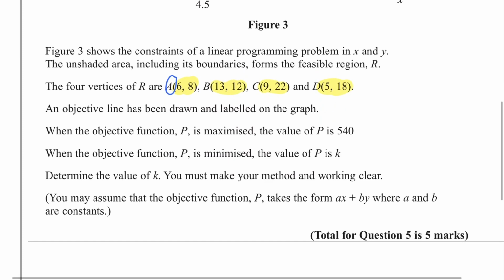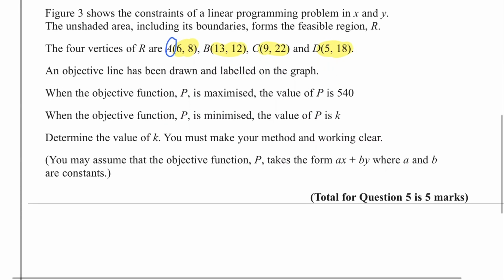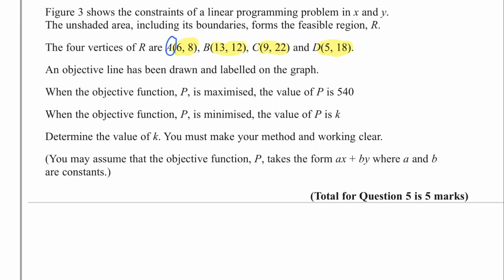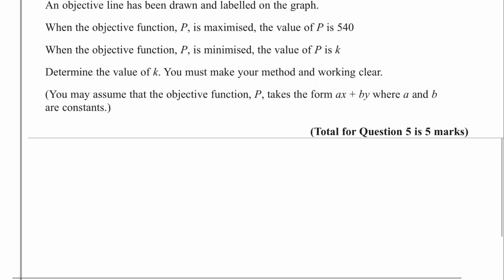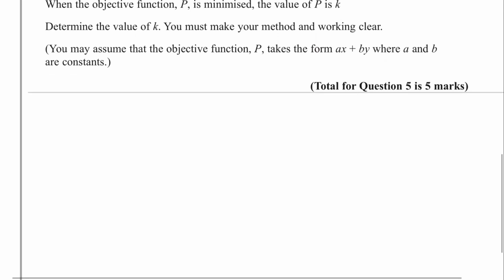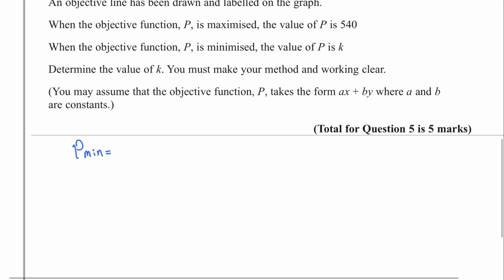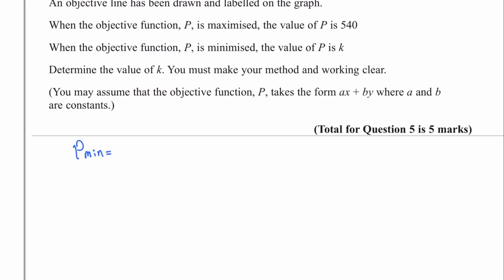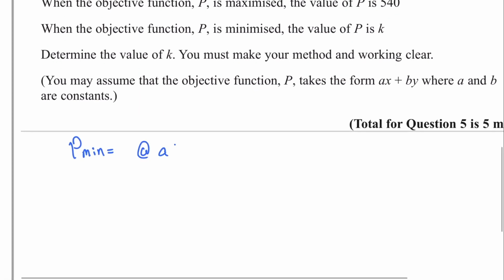It says when the objective function P is maximized, the value of P is equal to 540. And when the objective function P is minimized, the value of P is going to be equal to K. So they want us to find the value of K when P is minimized. Let's form an equation for this. We want to find the value of K for which P minimum occurs.